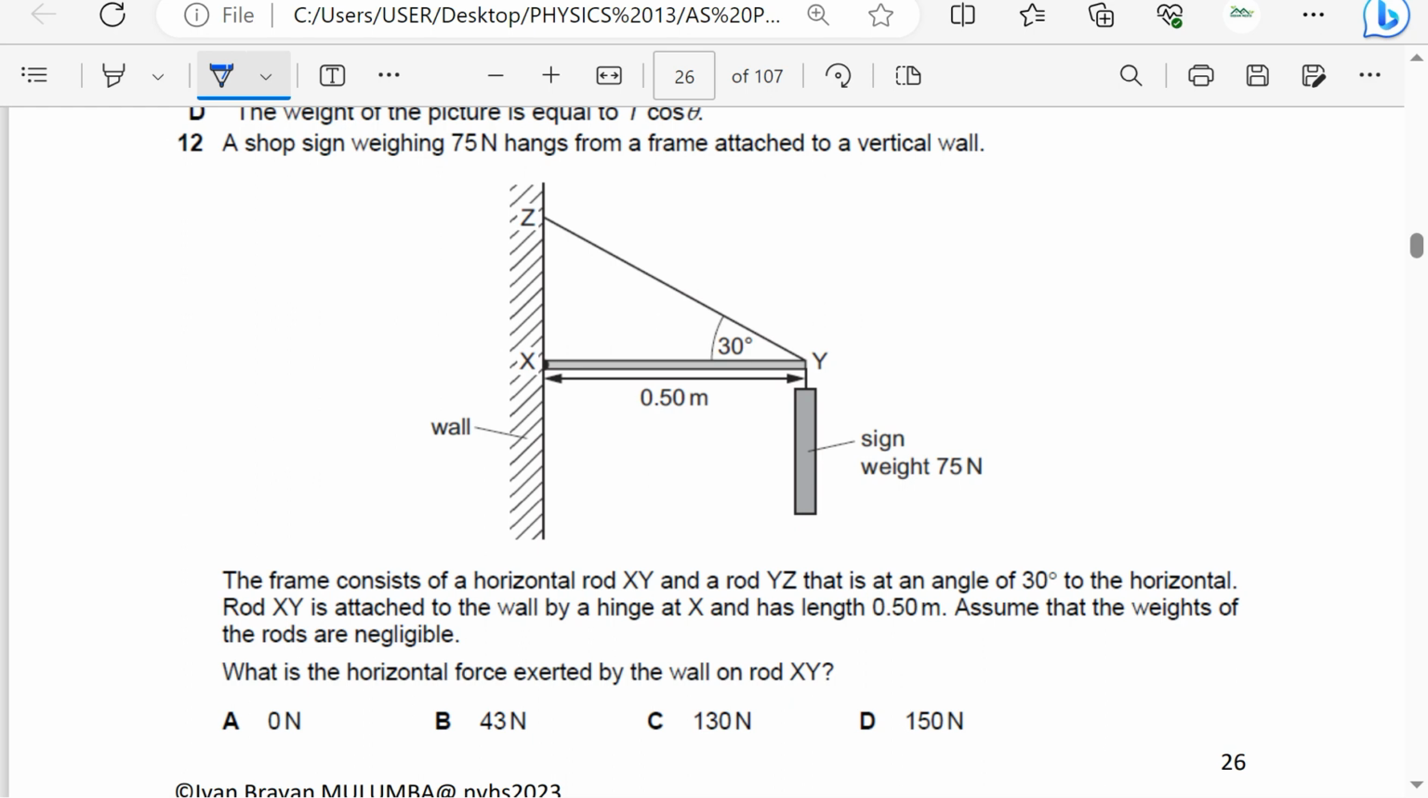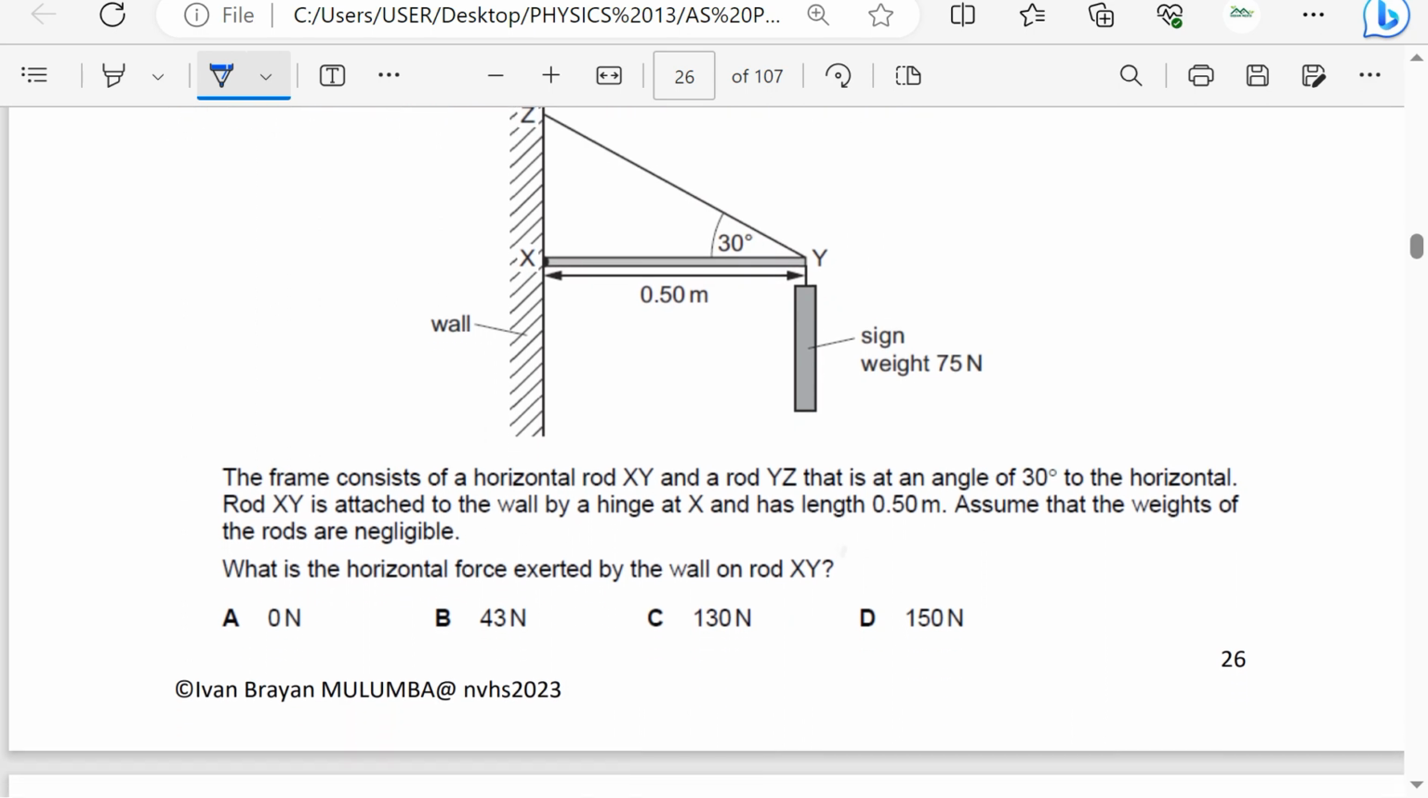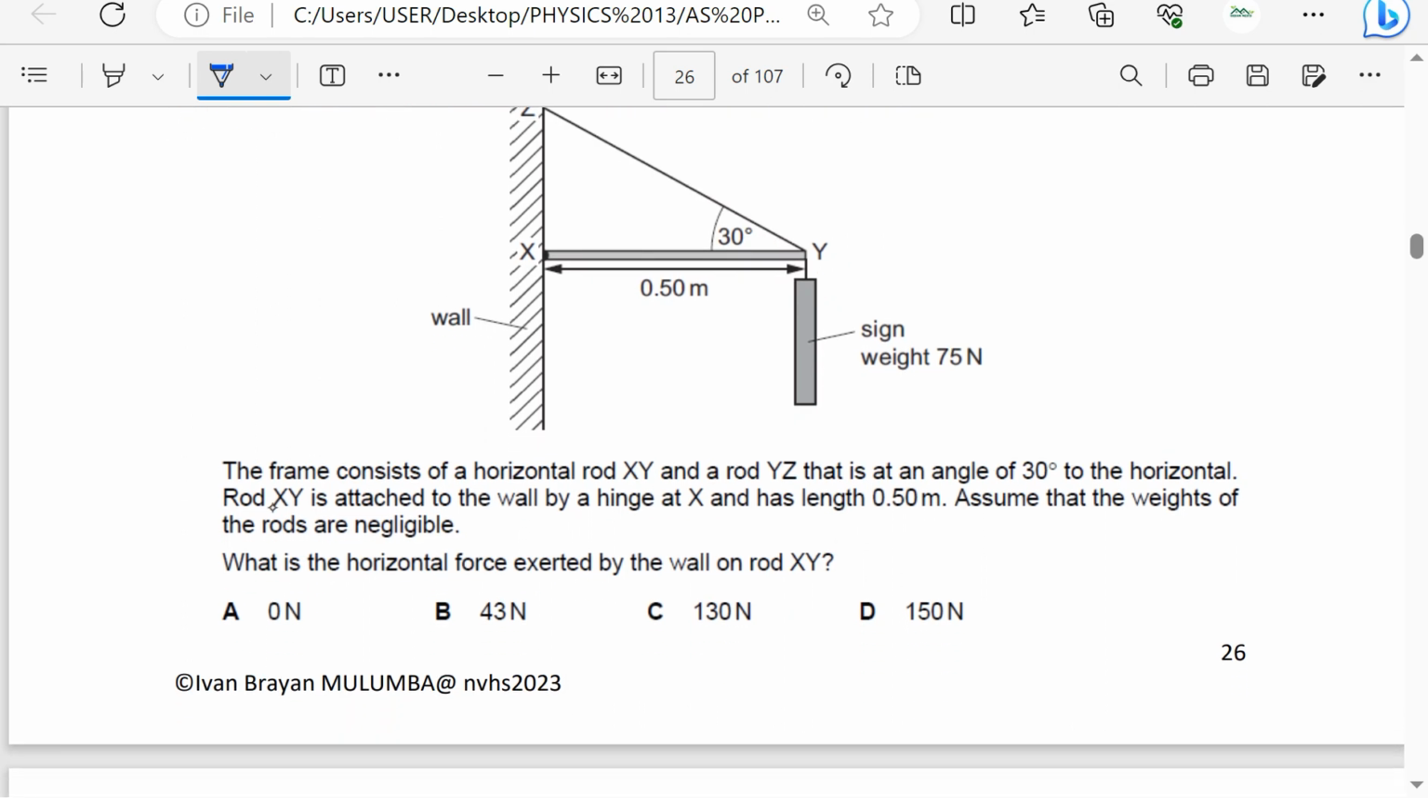A shop sign weighs 75 newtons, hung from a frame attached to the vertical wall. The frame consists of a rod XY and a rod YZ that is at an angle of 30 degrees to the horizontal. Rod XY is attached to the wall by a hinge at X and has length 0.5 meters. Assume that the weights of the rods are negligible. What is the horizontal force exerted by the wall on the rod XY?